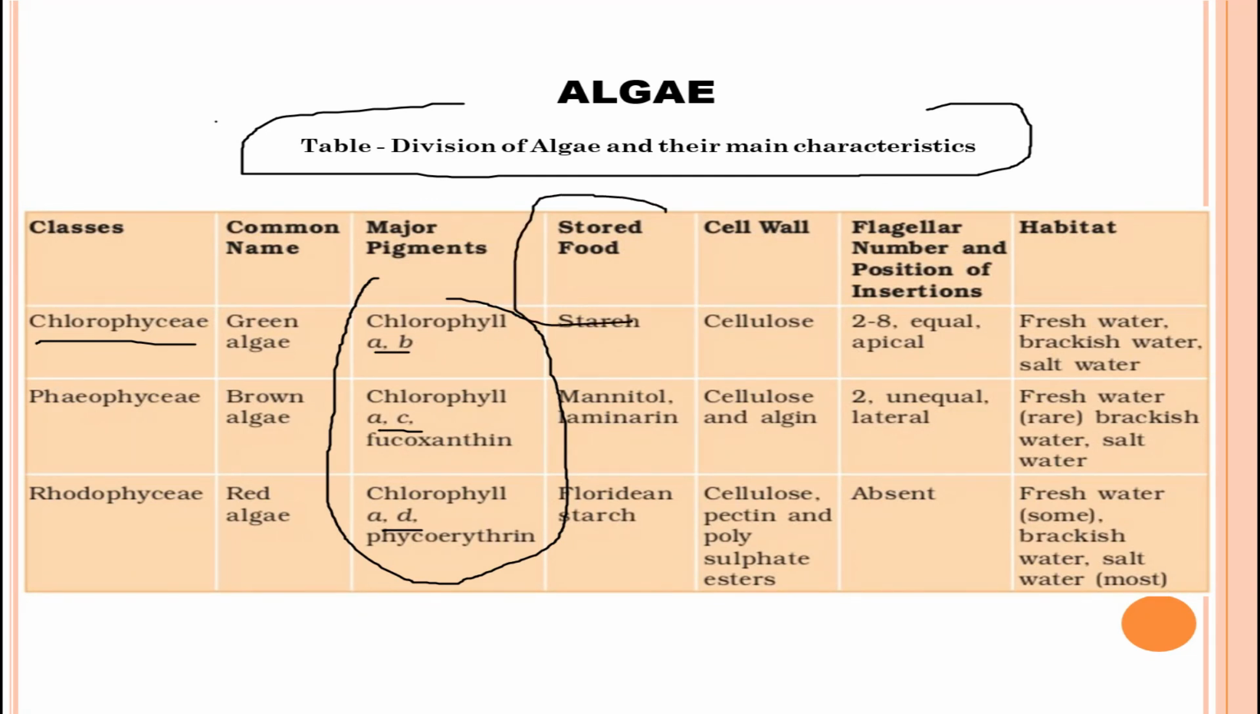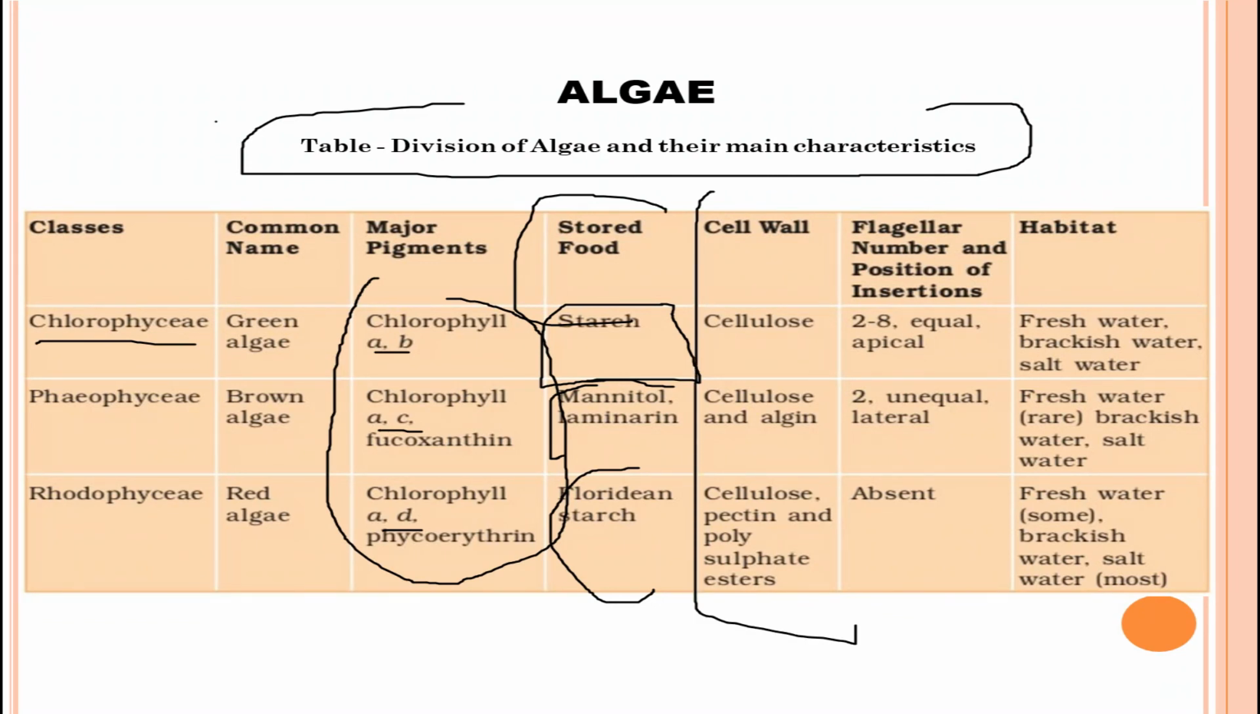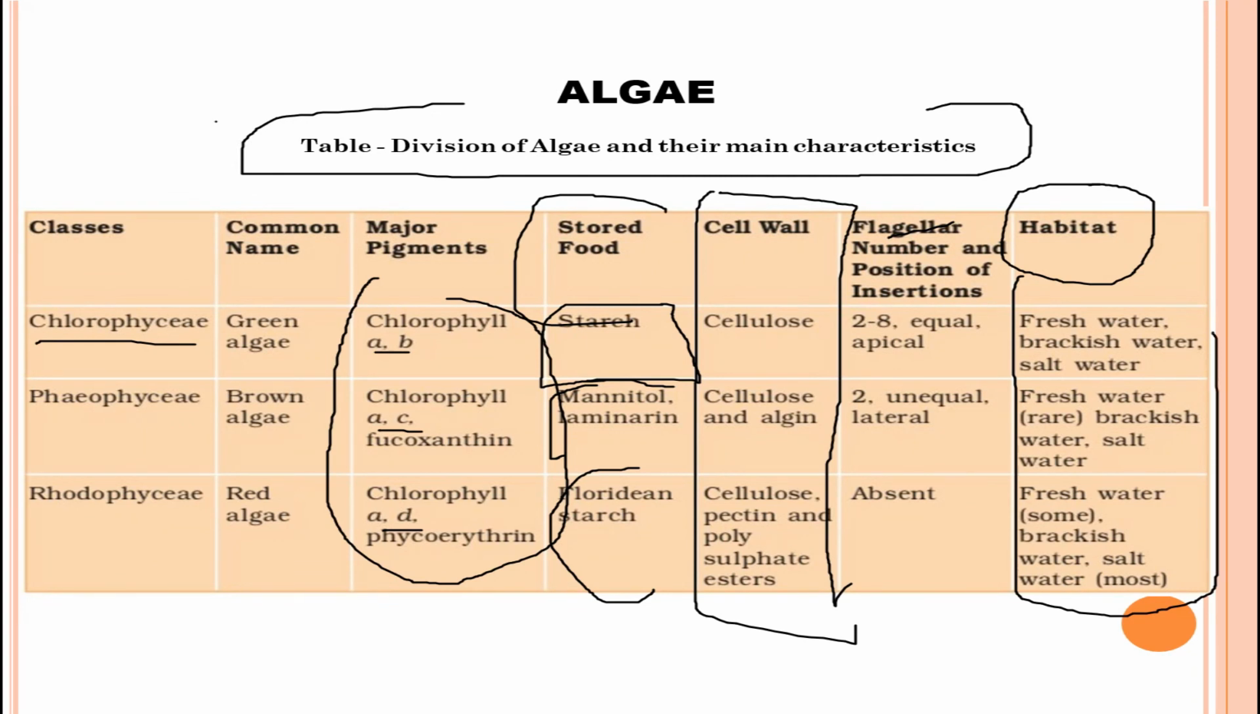The stored foods are starch, mannitol and Floridean starch. Also, there are different types of cell wall, as you can see, such as cellulose, the cellular layer that covers them, and also the flagellar number and position of insertion, and their habitat where they grow. So these are mainly freshwater, which is common for all and very favorable for growth.